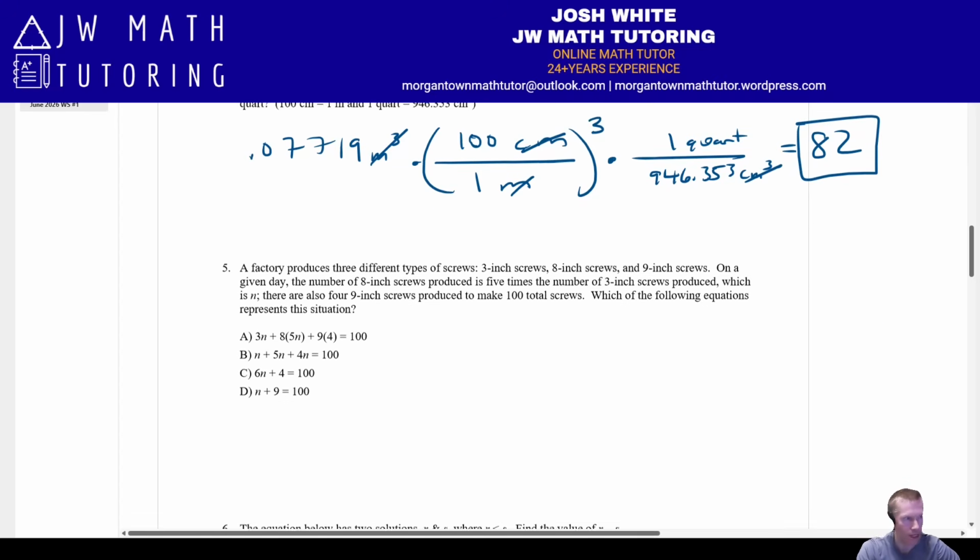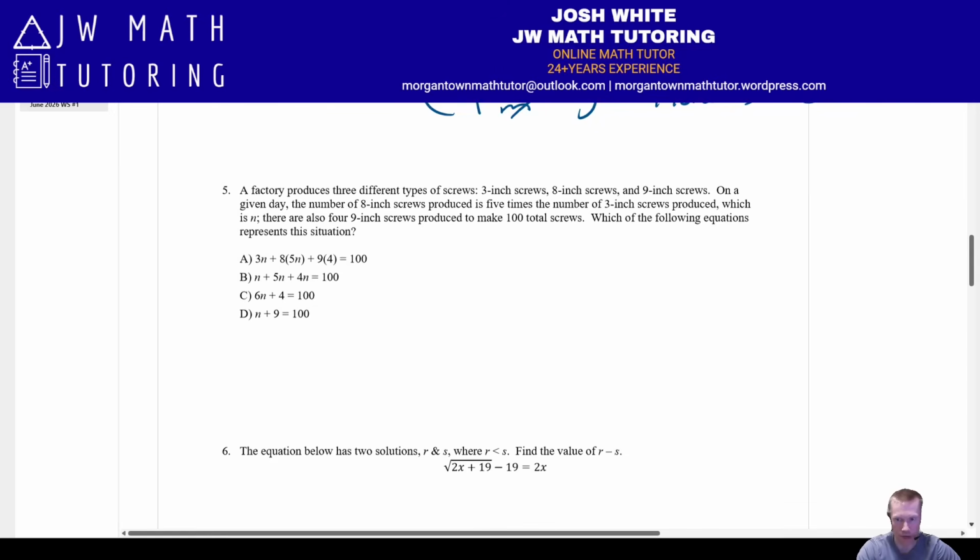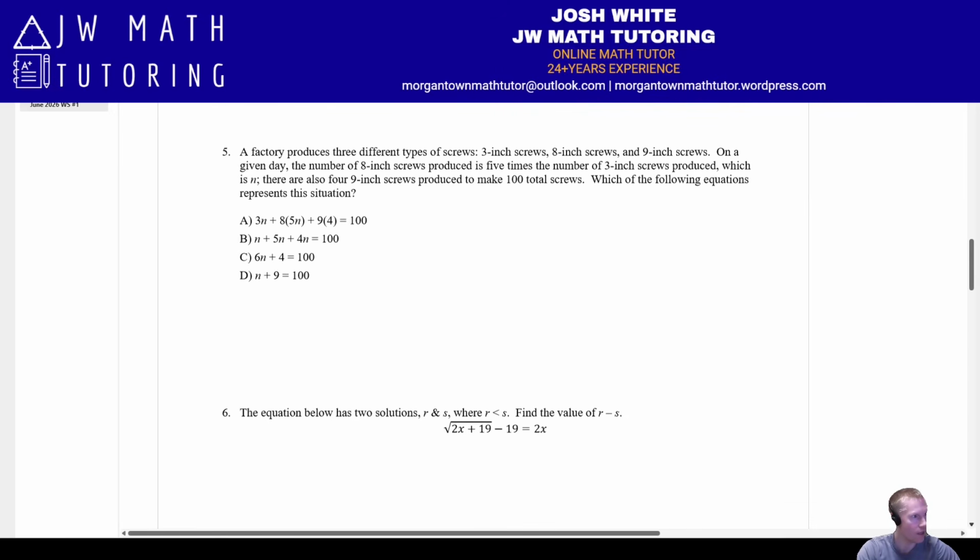All right, let's look next at number 5. Now this question, I've seen questions like this floating around or mentioned before, but I don't think I've had one exactly like this in my official test problem set worksheets. Basically what's going on here is you have 3 different types of, in this case it's screws, but it could be anything depending on whatever they're talking about.